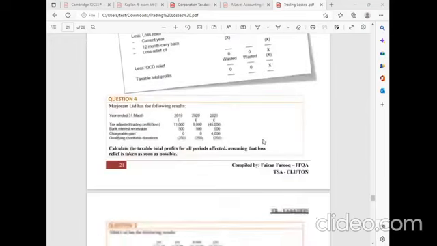How to do this one? Now we are going to learn. There is a question called Marjoram. You can see the question, please. Please read out the question. Marjoram Limited has the following results. Year ended 31st March 2019, 2020, and 2021. Calculate the taxable total profits for all periods affected, assuming that loss relief is taken as soon as possible.